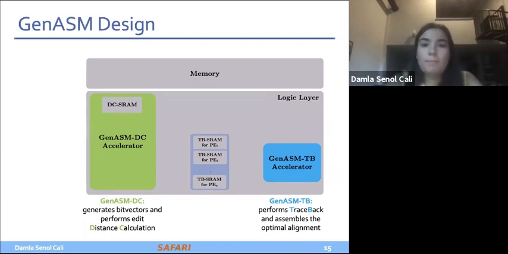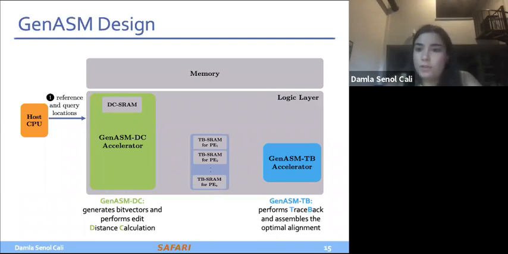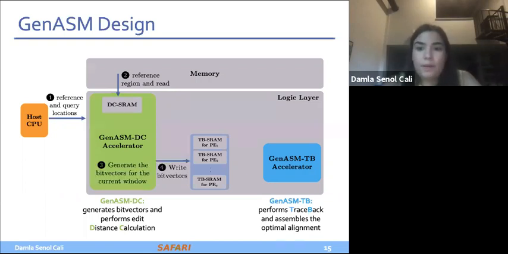So when read mapping starts, the host CPU generates candidate locations in the reference genome for each read fragment. And then, for each candidate location, GenASM DC reads the corresponding reference region and the read from the memory and writes these into its dedicated SRAM, which is DC SRAM. And after that, DC searches for the pattern within the text region using the modified Bitap algorithm and generates the bit vectors.